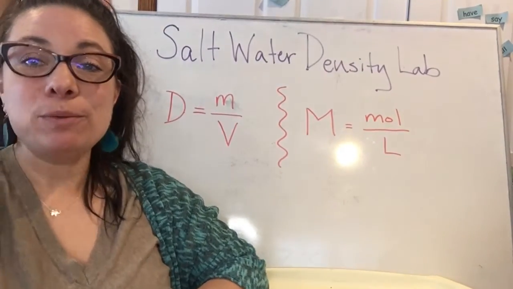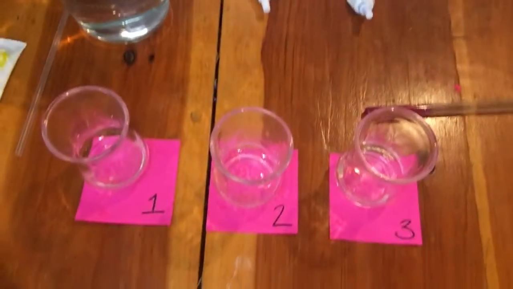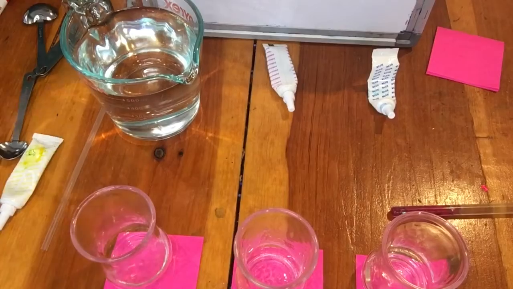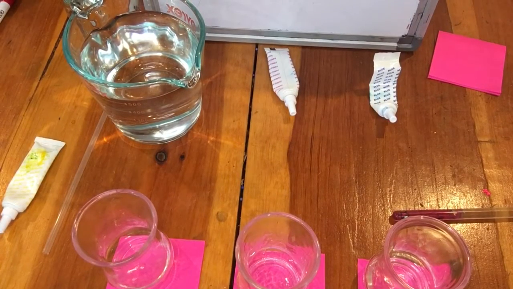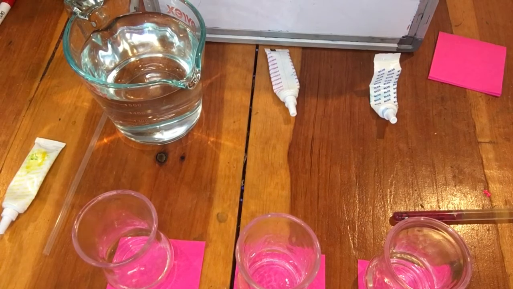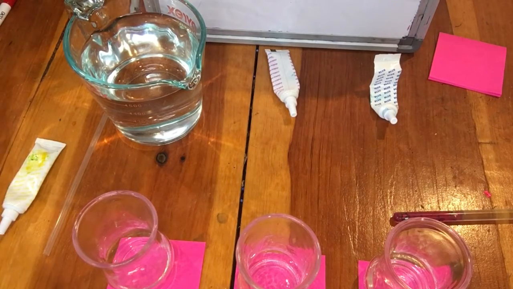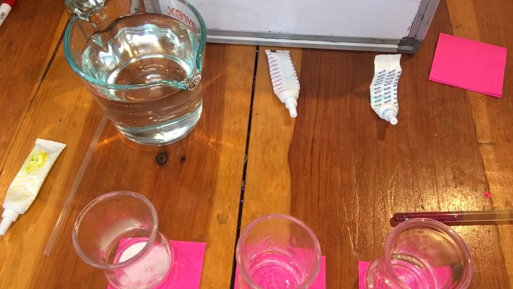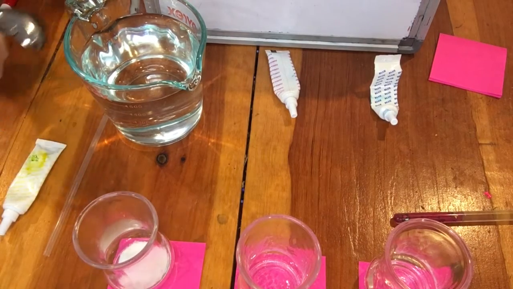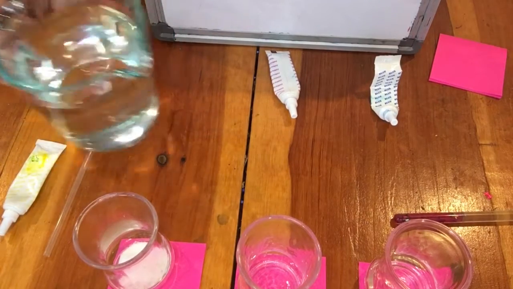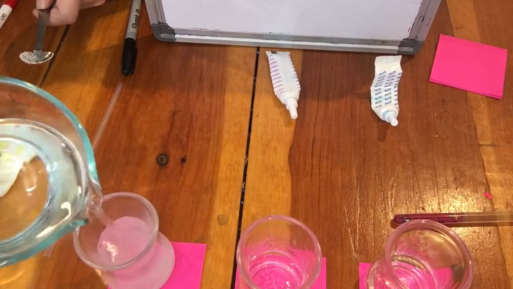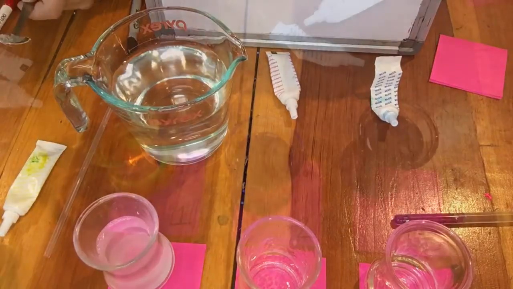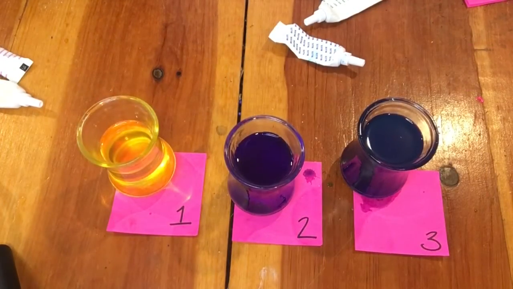So we're going to take a few minutes to prepare our solutions here for the saltwater density lab. We're going to start by adding half a teaspoon of salt to our first solution here. And then we're going to add a 1/4 cup of water. And here we have our 3 solutions.